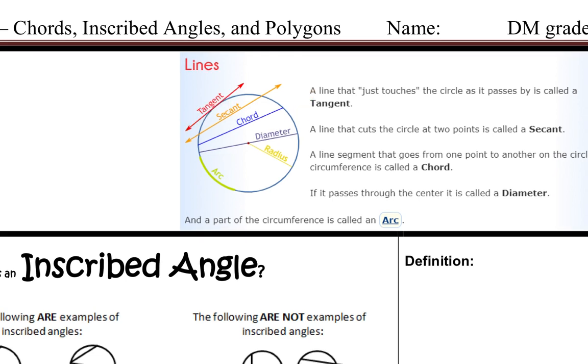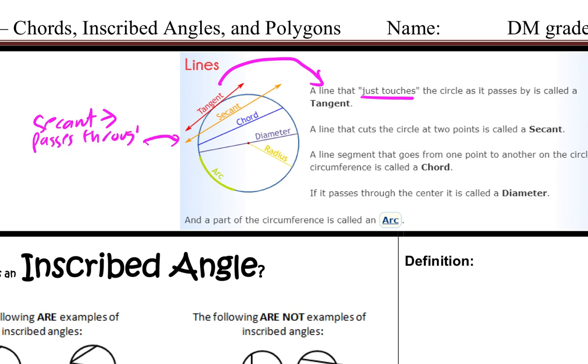Remember, this is a tangent line right over here. A tangent line is a line that just touches the circle as it passes by. As this passes by, it just touches at one spot right over there. Next is called a secant. The difference is that a secant passes through the circle. If we see right over here, it's a line that cuts through the circle at 2 points. So it goes through right there and right there. It passes through, and the tangent just touches at one time.